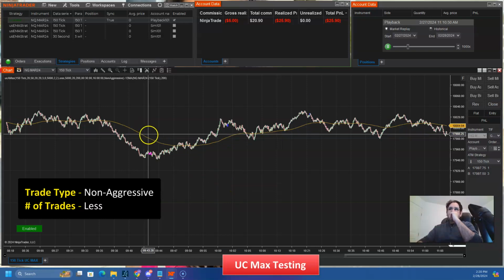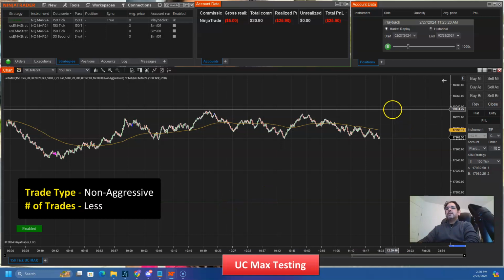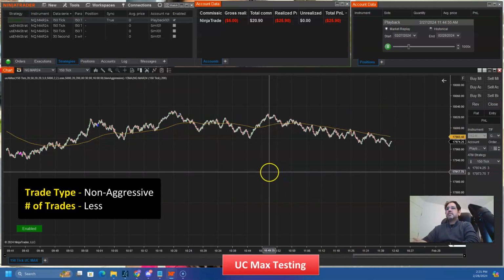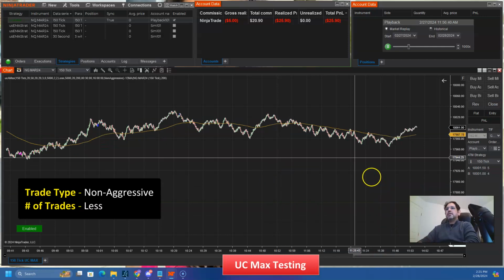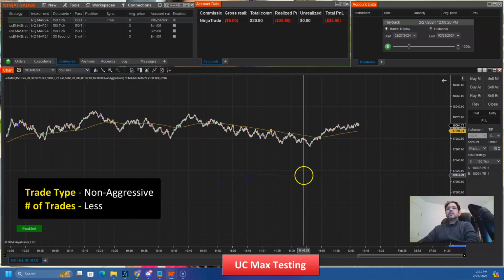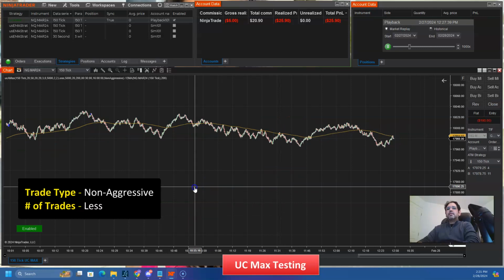Okay, so anyways, this is an example for a really choppy day. So right now we're in a most conservative setting, right? Less aggressive, less number of trades. So that's why I think it's not really taking that many trades, because it restricts the criteria. Order filled, stop filled.